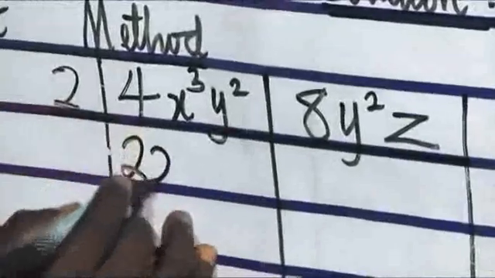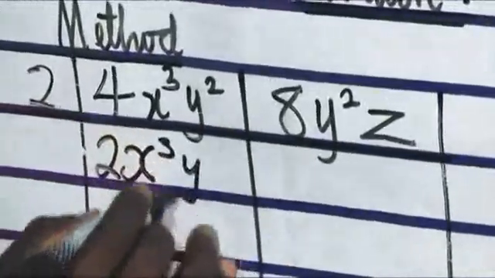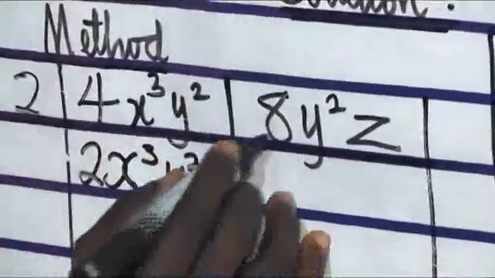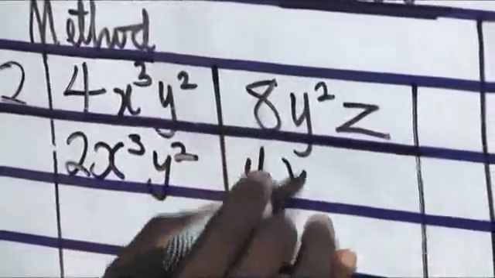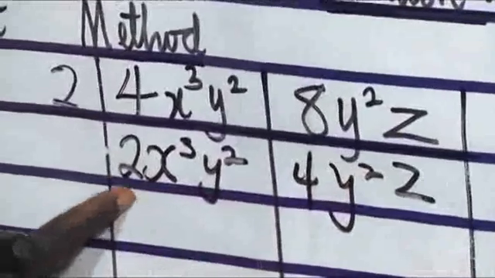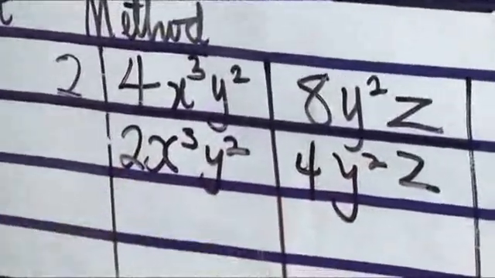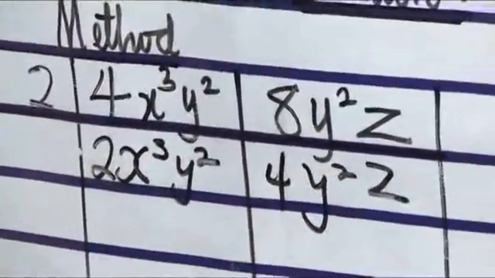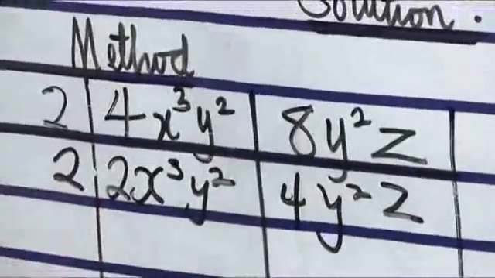Then your x, your variable, just rewrite it. You don't have business with it for now. Then 2 in 8, that should be 4y squared z. Okay, check the numbers again. 2 and 4. Is there a number that can divide it again? Yes, 2. That's good. We can put 2 there.